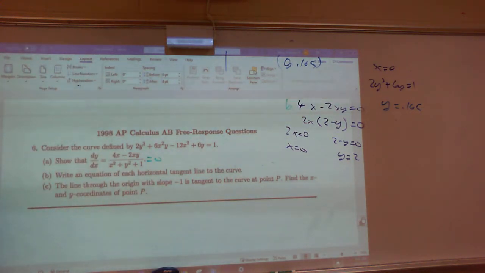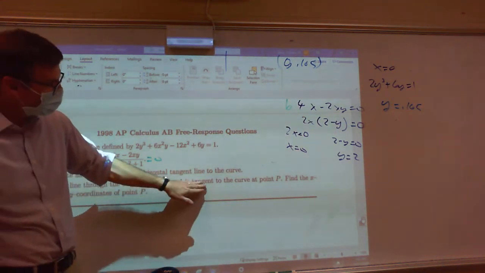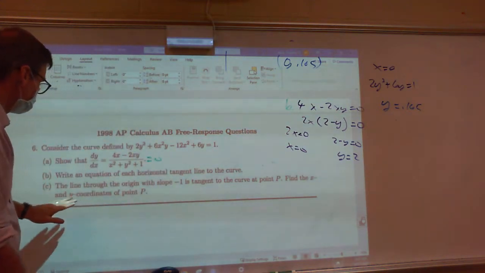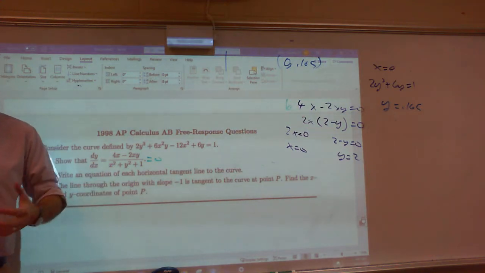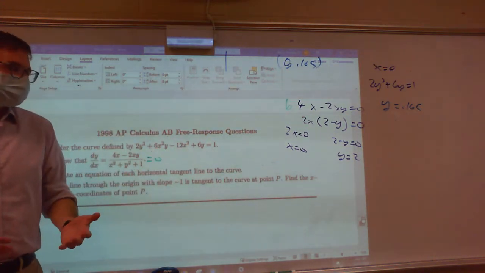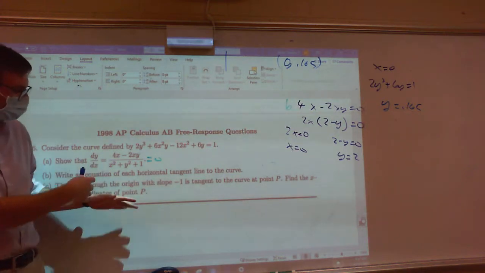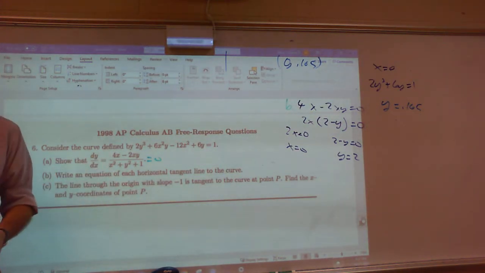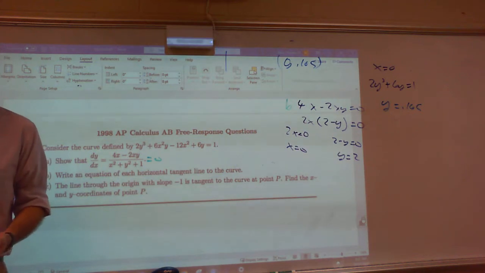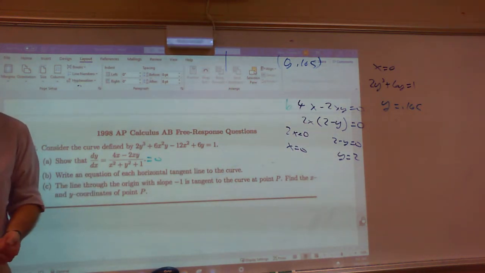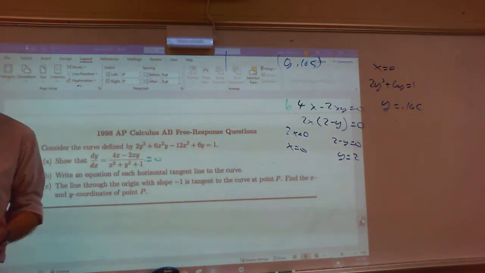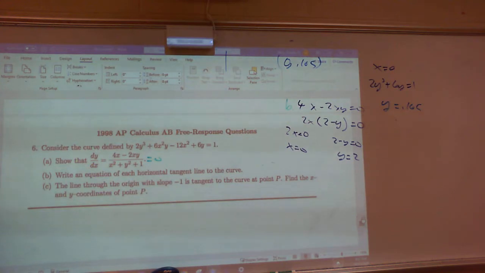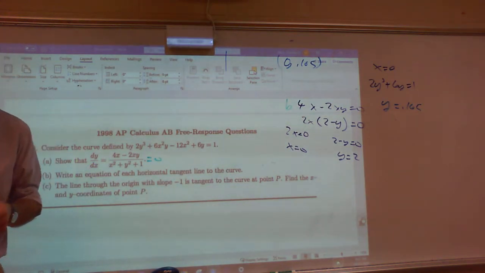The line through the origin with slope -1 is tangent to the curve at point P. So they're basically saying we've got a tangent line, and it's tangent at a certain point P. Find the x and y values at point P. This is a hard algebra question, really hard if you haven't been shown how to do it. So it's my job today to show how you handle this. What's the equation of a line through the origin with slope -1?